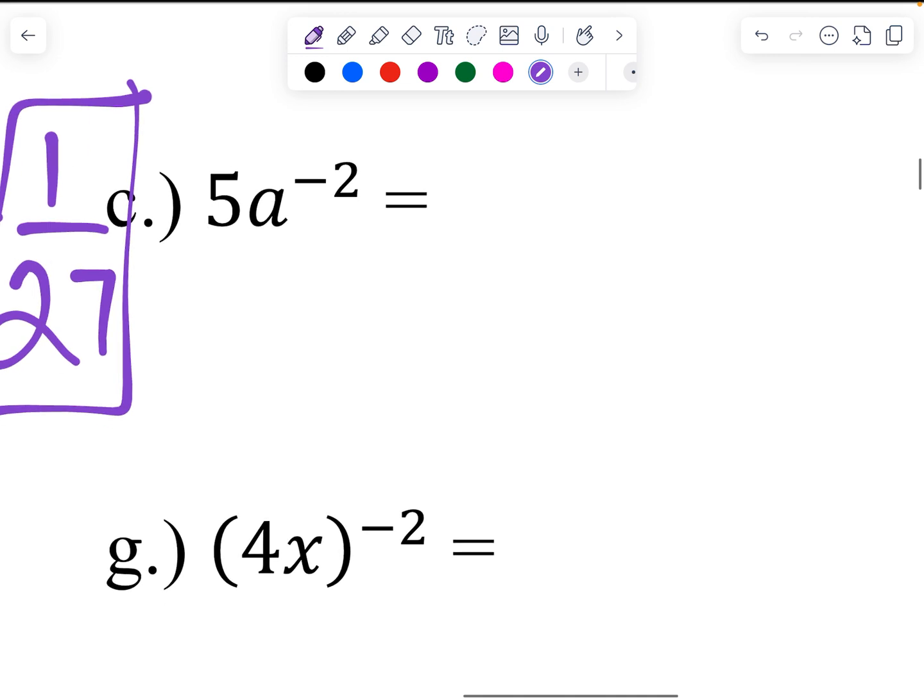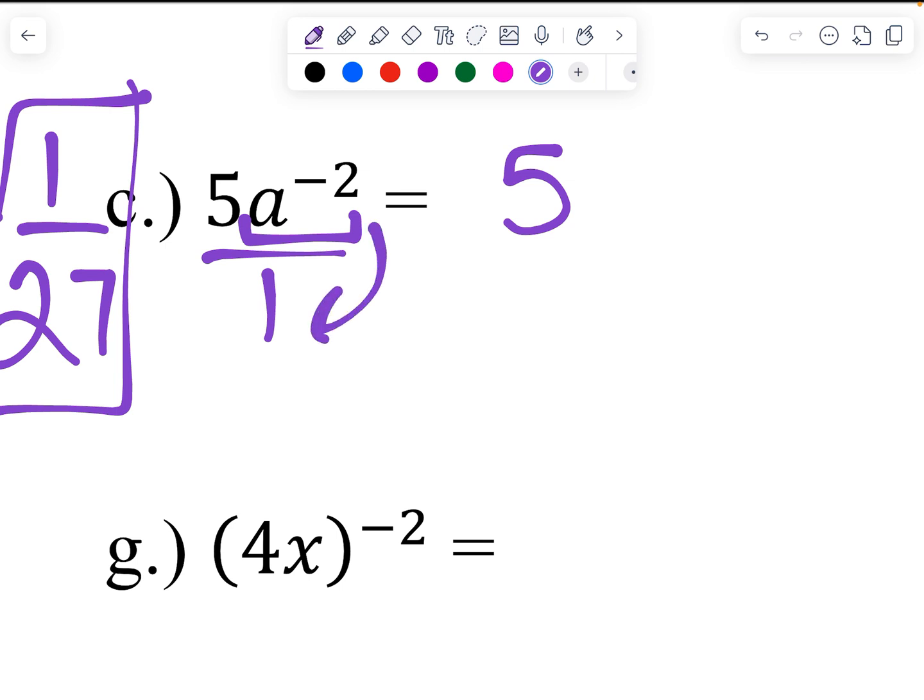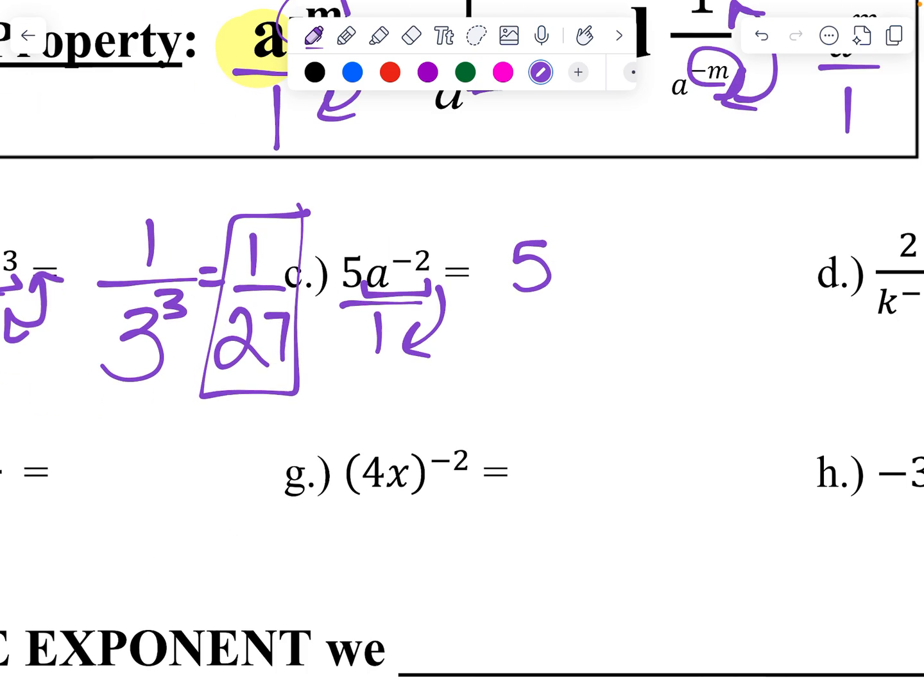Letter C now gets a little tricky. So we still have our 5, but this a to the negative 2 power is going to have to get moved. So we're not going to flip the entire thing. This is where we have to be paying attention.